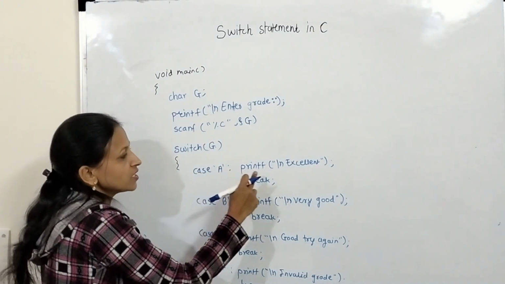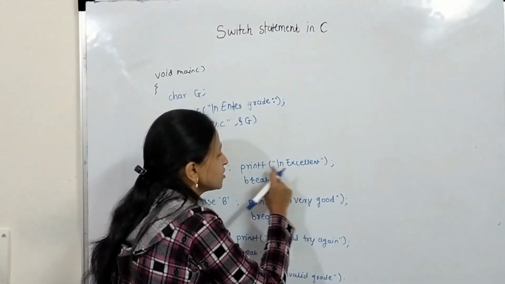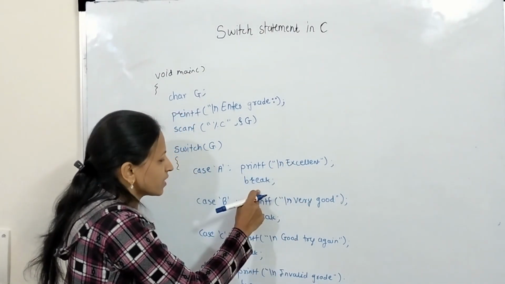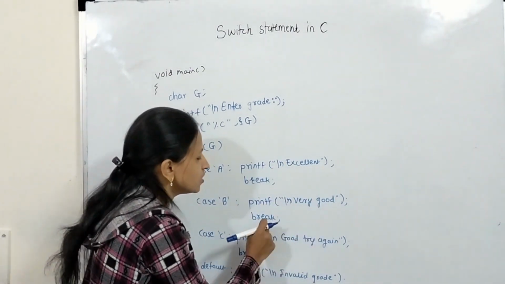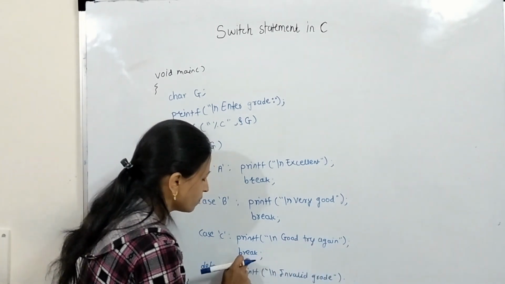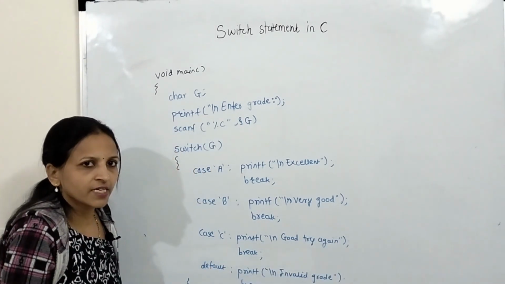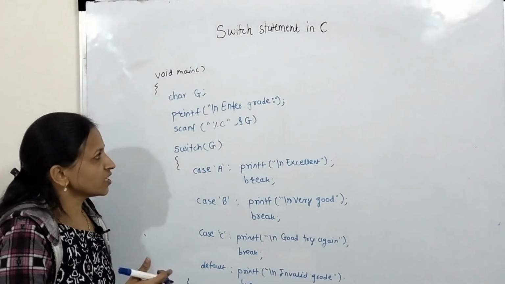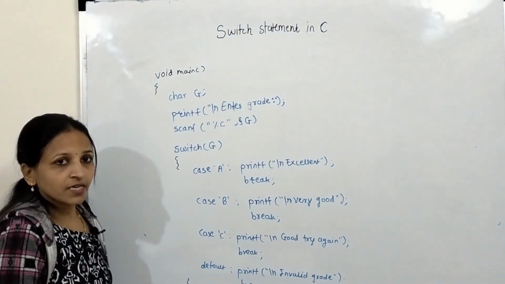Now case A, then what should be displayed? Excellent. That's why we have written printf excellent and break. Then case B, just very good, break. Case C, good, try again, break, and the default case is invalid grade. That's it. In this way we can write a program for characters.